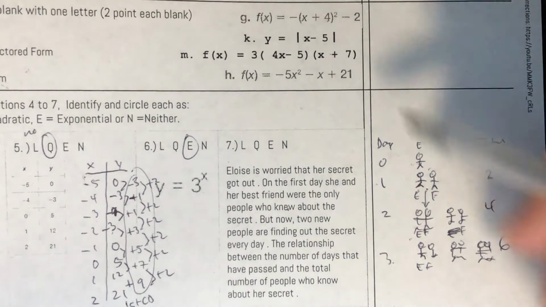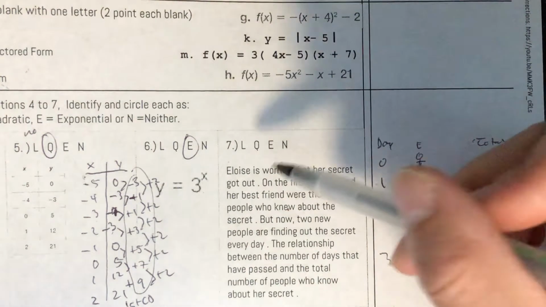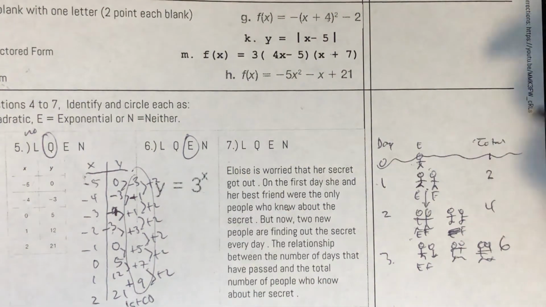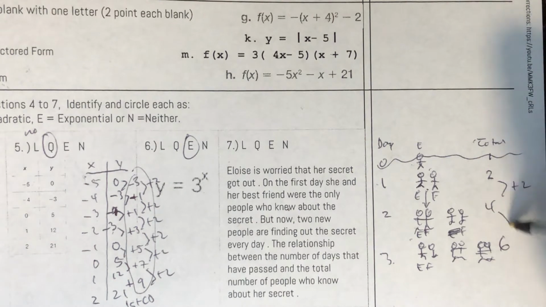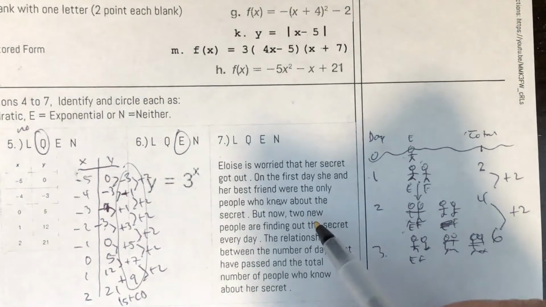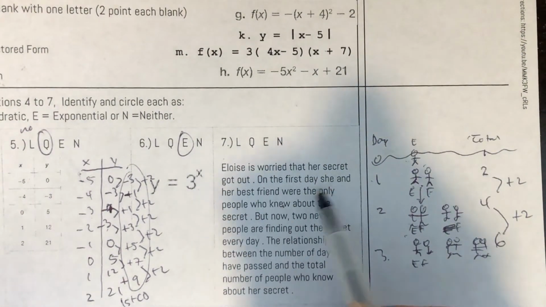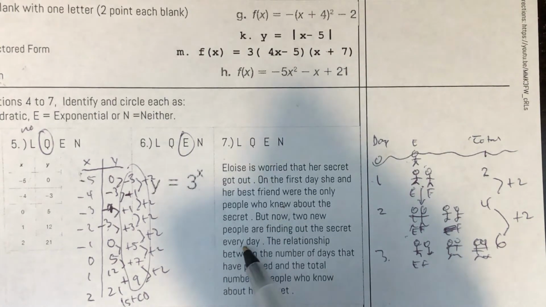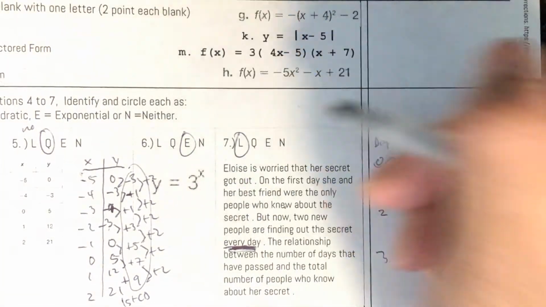So something I think on the first day, it's her and her best friend. So let's take away the very first day, because then here I get +2. And so the first common difference tells me it's linear. Another way I know it's linear is she and her best friend were the only people who knew about the secret. 2 new people are finding out the secret every day. That's a rate, so 2 every day. So that would be linear.